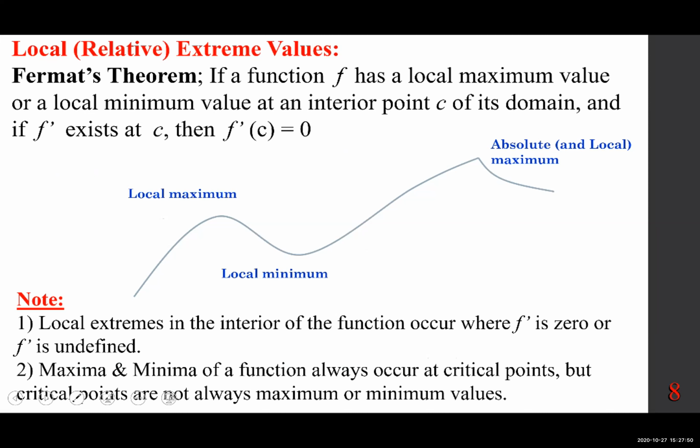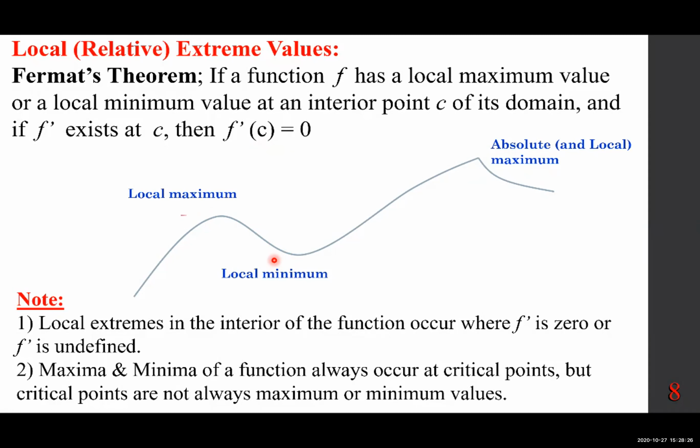All right, according to Fermat's theorem, if a function has a local max or a min at an interior point c of its domain and f prime exists, then f prime must be 0. That is extremely important for everybody to follow, okay?